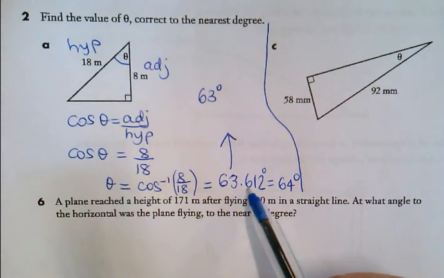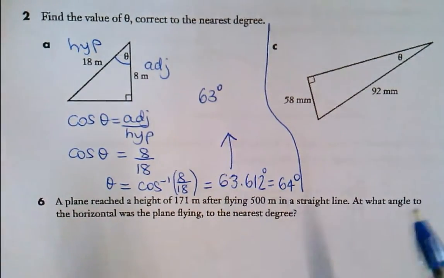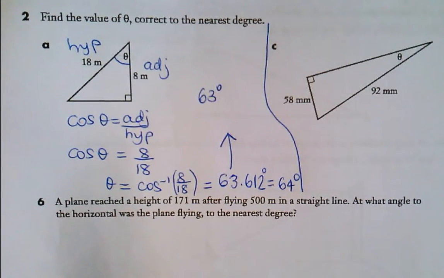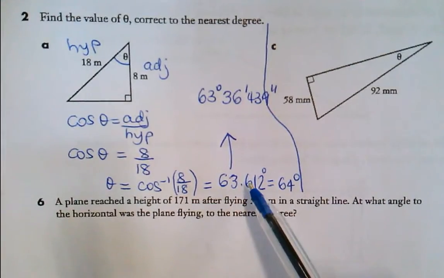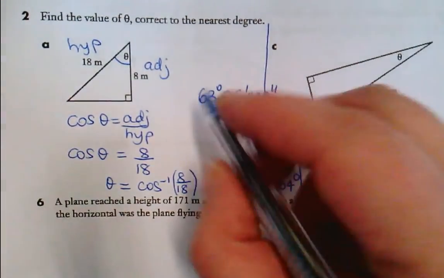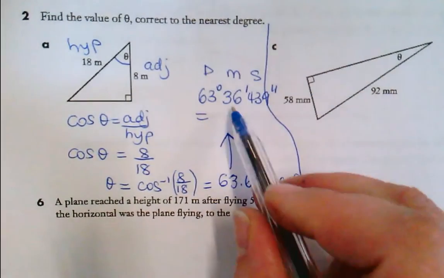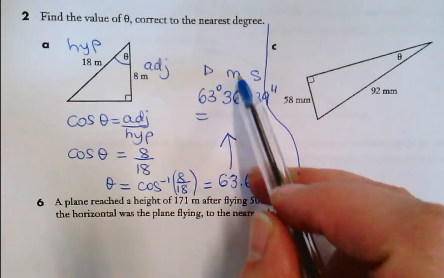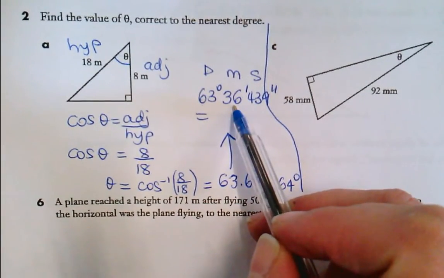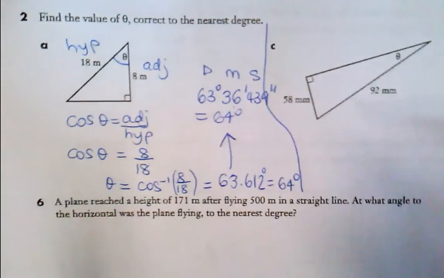So you can keep it as a decimal and you round and say that 0.5 is halfway, it rounds up. If you change it to degrees and minutes, you get... Some of you are in the habit of always going shift DMS and going to degrees, minutes, seconds. If you do, and you have to round to the nearest degree, 36 minutes is greater than or equal to 30, so you round up the degrees to 64 degrees.